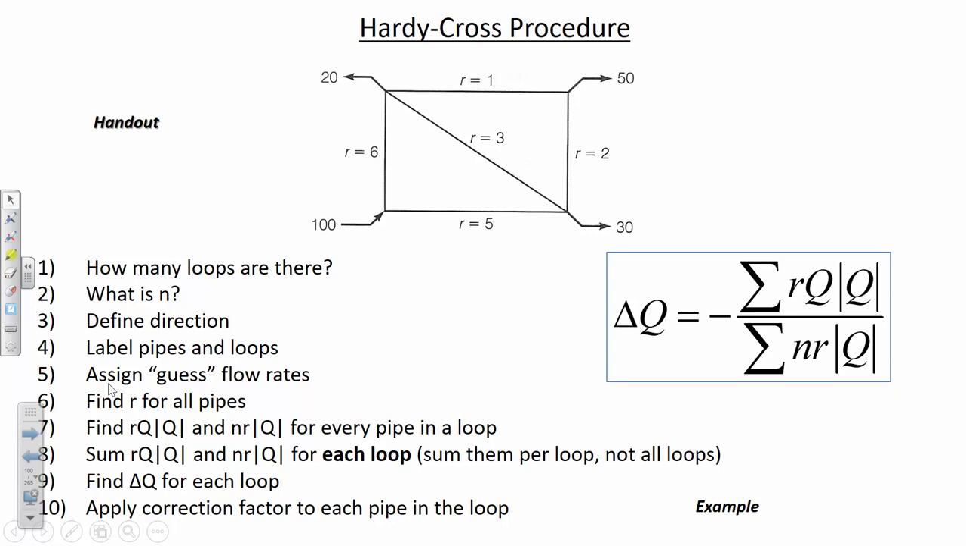What I'd like you to do is assume, just split the flows, and at each junction, the in and the out has to be equal. So make some guesses. We'll all have different guesses, and that's okay. As long as it all is balanced at continuity at each junction, then ultimately the correct answer will arise.